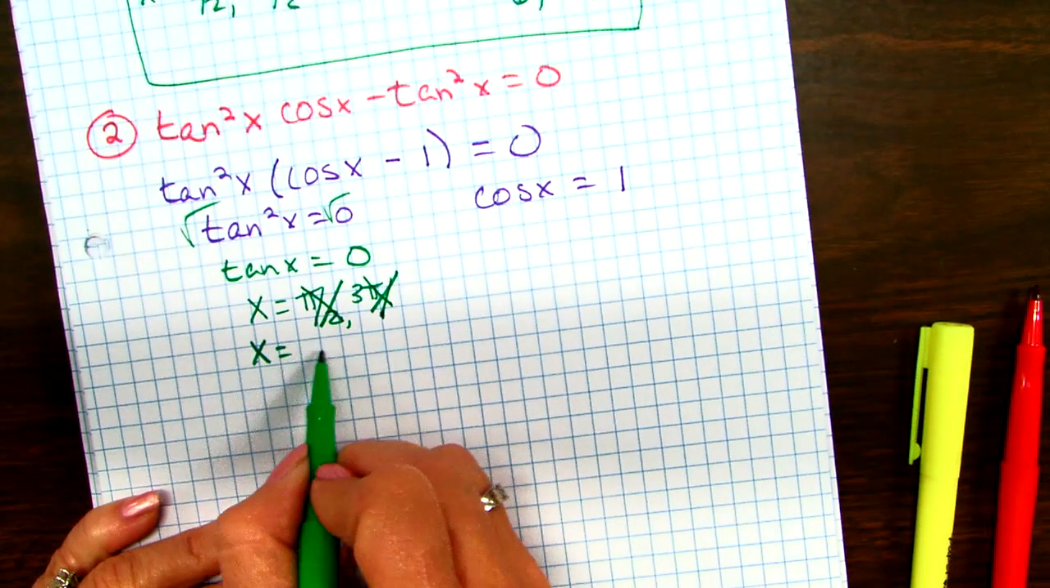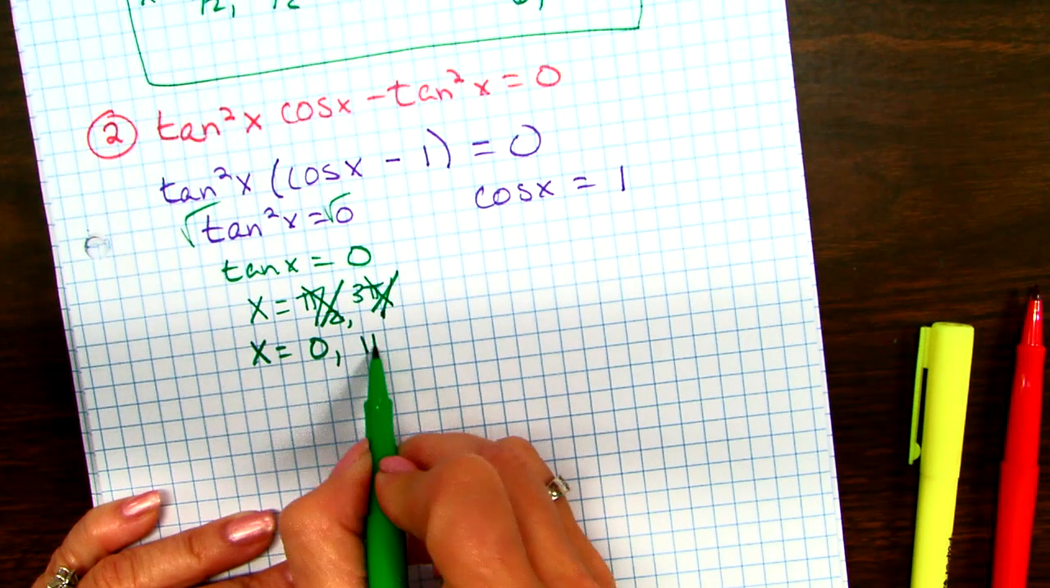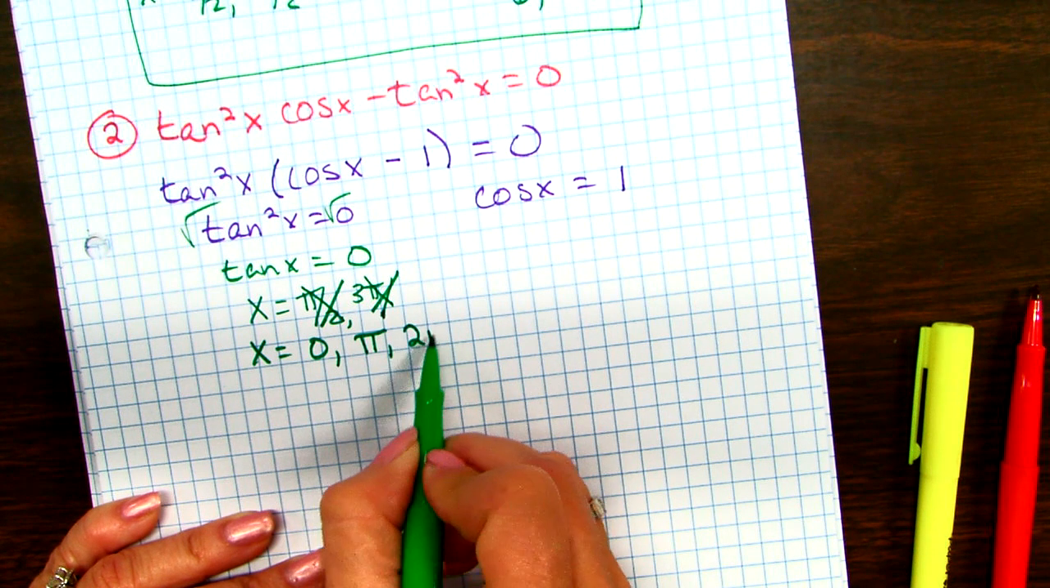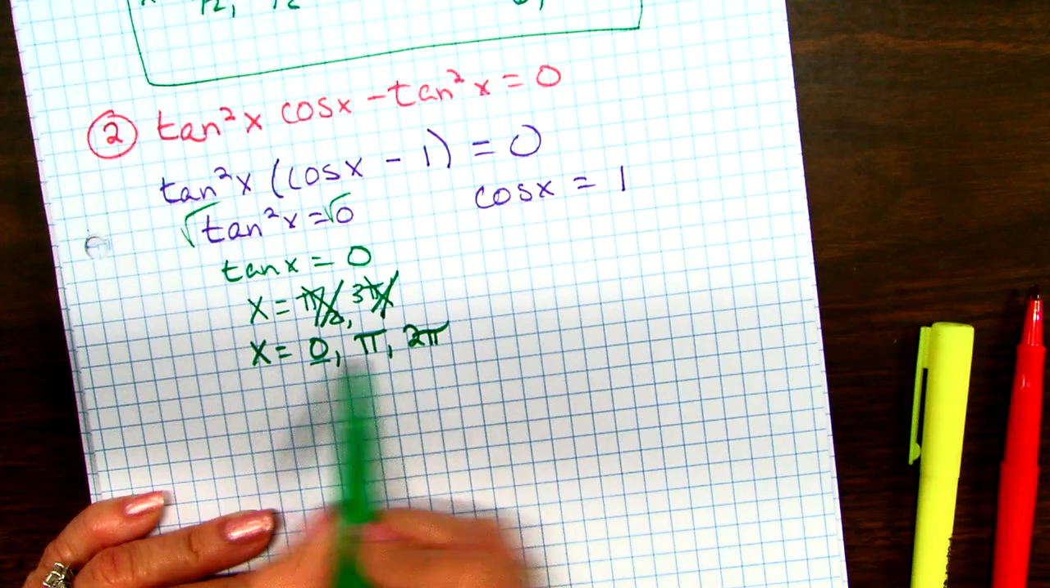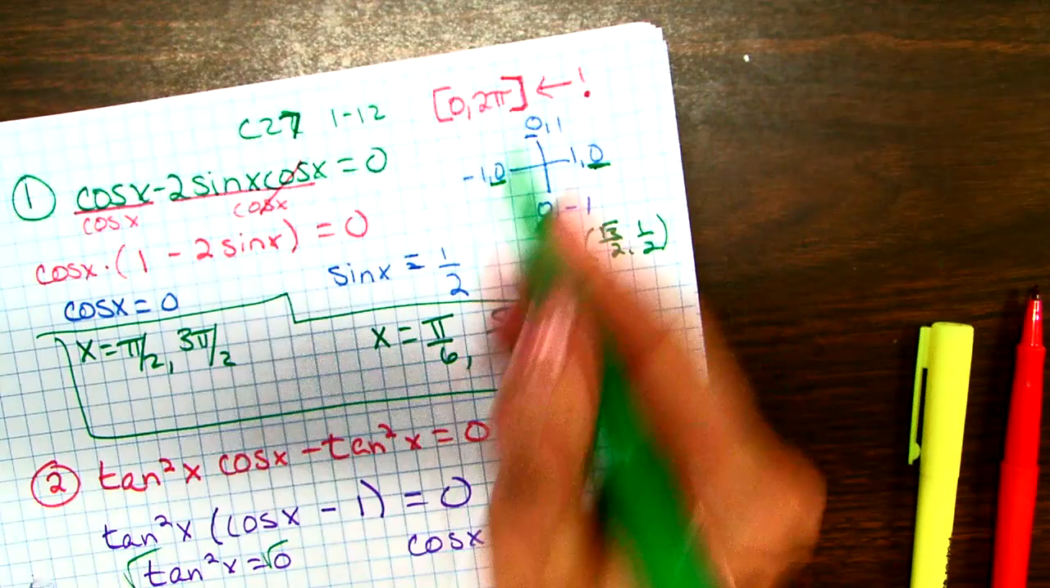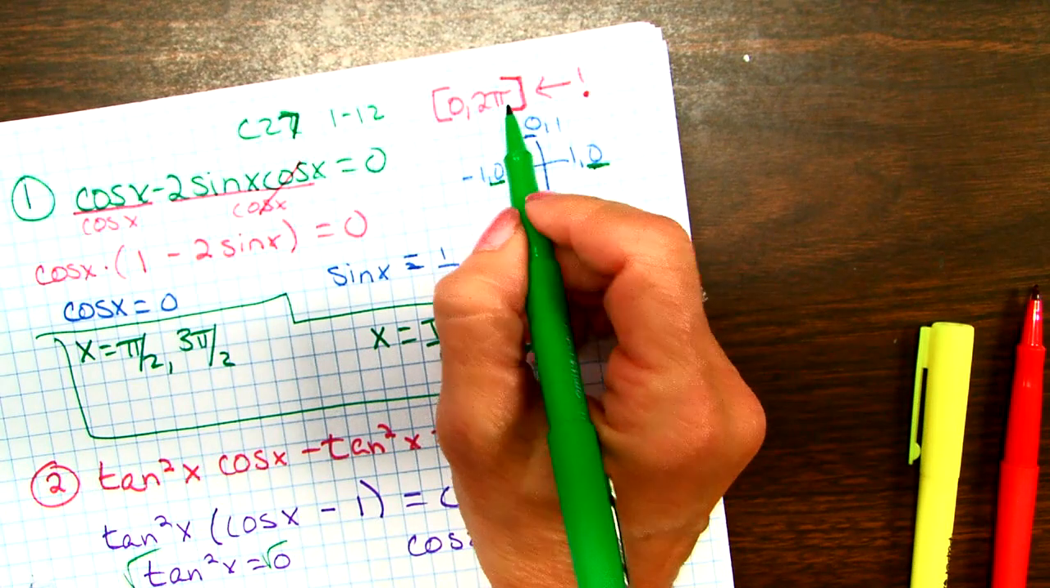But look, this is what I was talking about. It's going to be at 0, at pi, and where else? 2 pi. So weird. Because these are coterminal. It's kind of weird to include those. But because of that one little symbol.